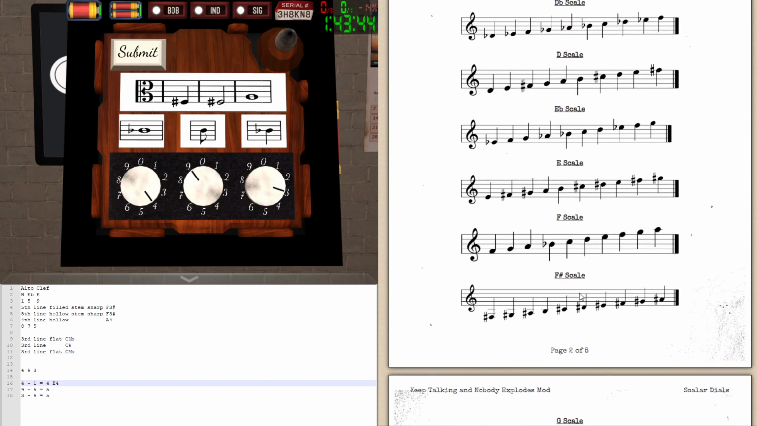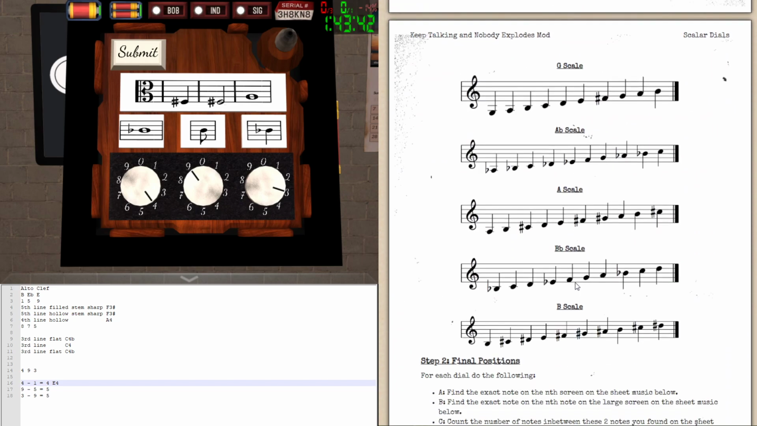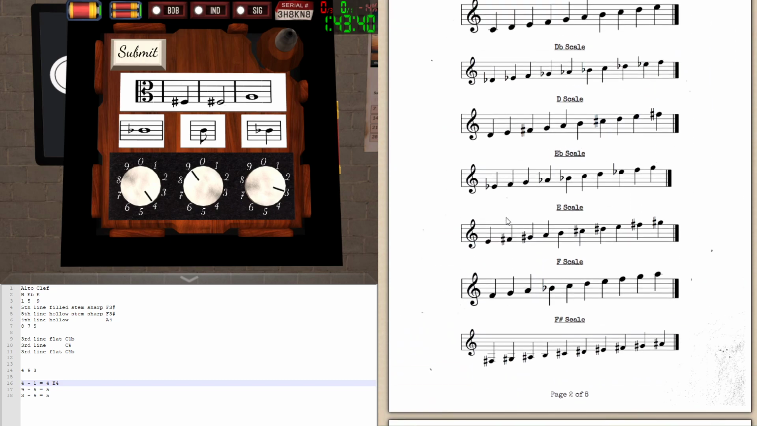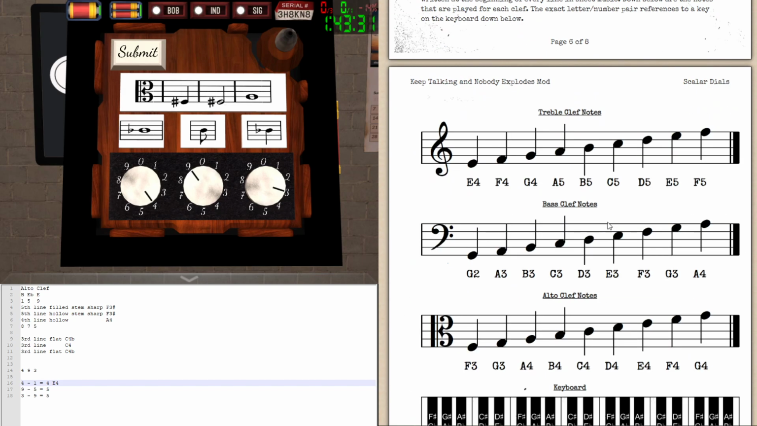So we've got to find the E flat scale, which is going to be right there. And we're going to do 5. It's the 5th note. 1, 2, 3, 4, 5, which is going to be this one. Go back to the treble clef here. It's the 3rd line, B5 flat.